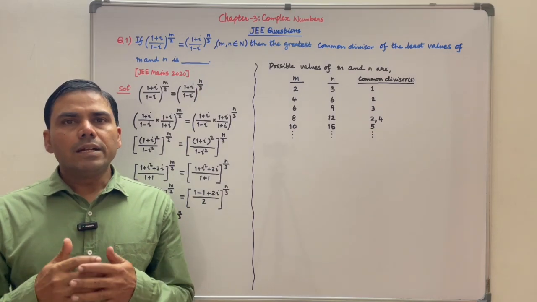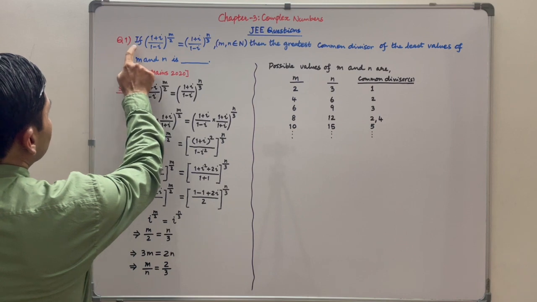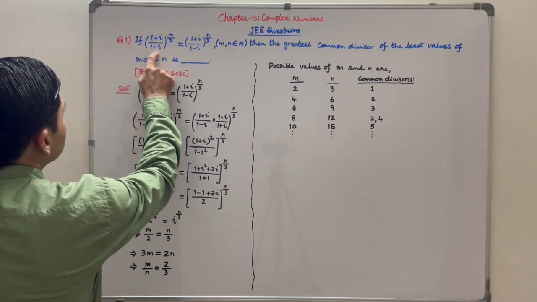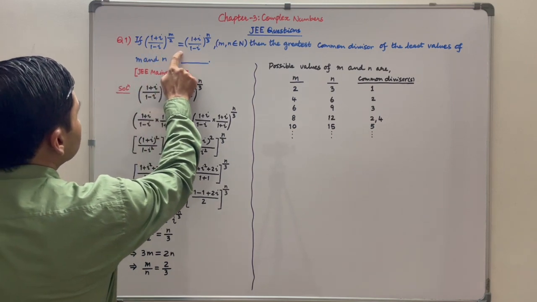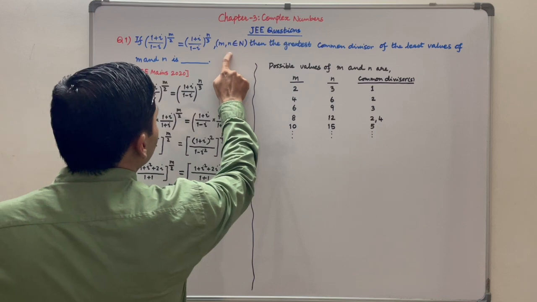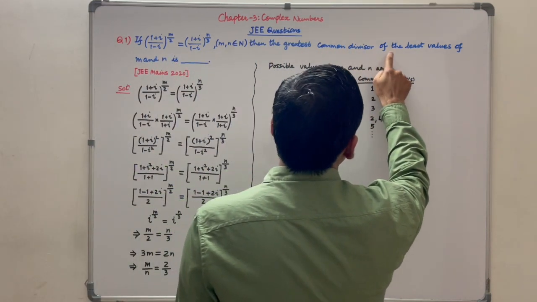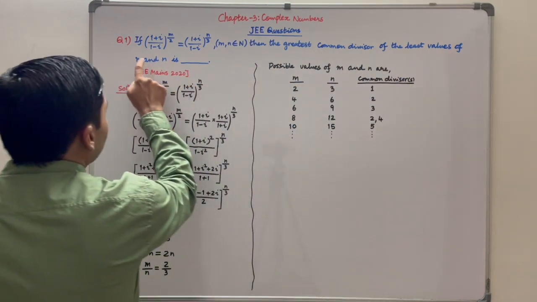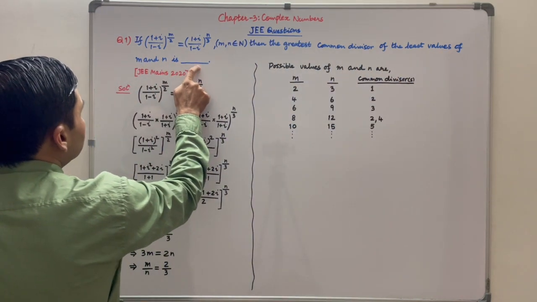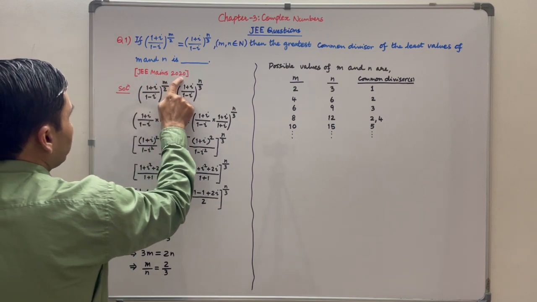Hello children, let us solve previous year's JEE questions. First question: if ((1 + i)/(1 - i))^(m/2) = ((1 + i)/(1 - i))^(n/3), where m and n are natural numbers, then the greatest common divisor of the least values of m and n is. This question was asked in JEE Mains 2020.